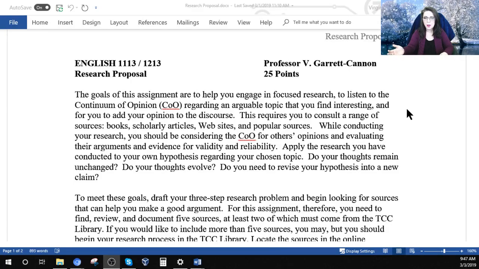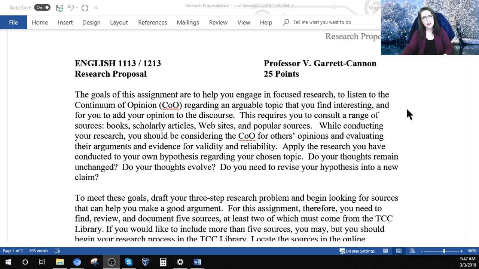The goals of this assignment are to help you engage in focused research, to listen to the continuum of opinion regarding an arguable topic that you find interesting, and for you to add your own opinion to the discourse. This requires that you consult a range of sources. It can be books, scholarly articles, websites, and popular sources. After all, this is a course on American pop culture.